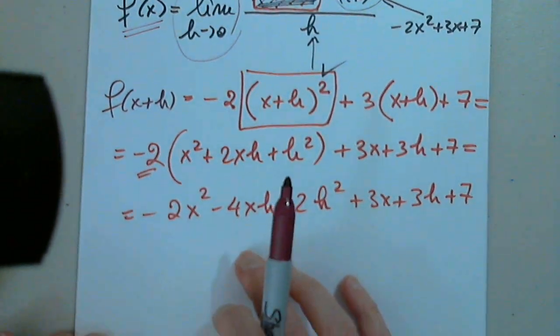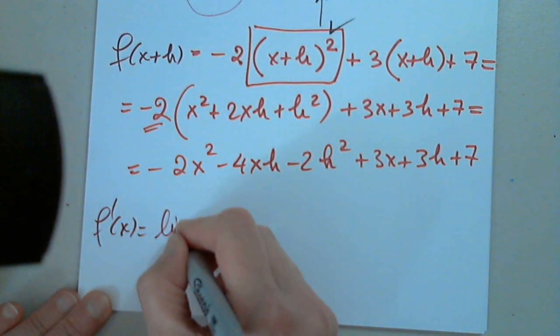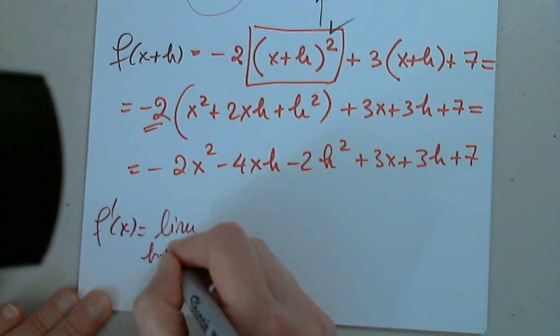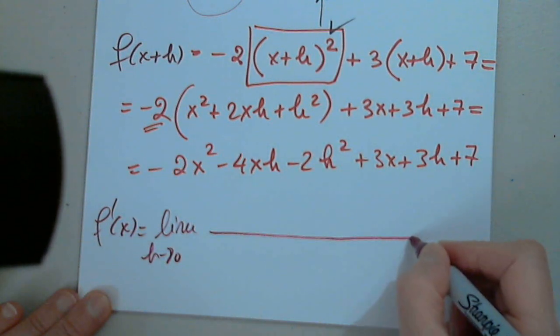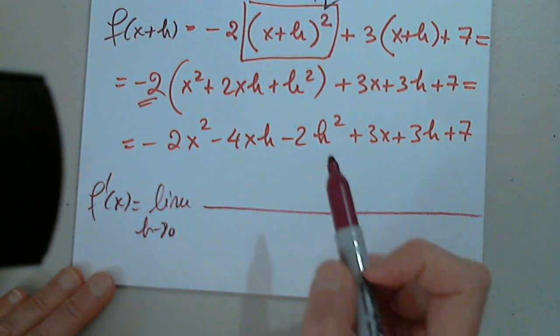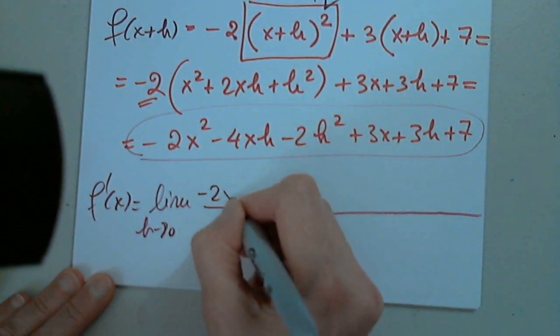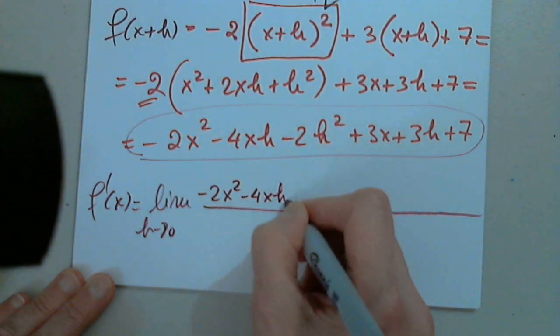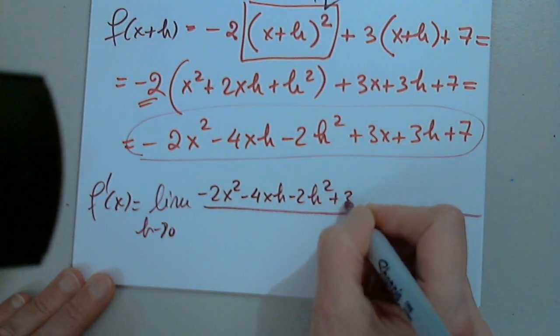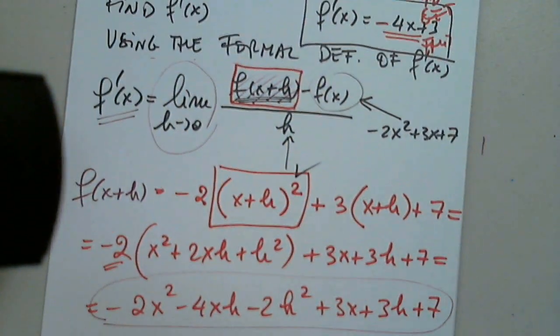Please write from the very beginning f prime of x. Please copy the limit as h approaches 0. And please watch me run out of room. I'm sorry. What can I do? So I have to copy all this. I'm going to copy it here. Negative 2x squared minus 4xh minus 2h squared plus 3x plus 3h plus 7. Maybe I can make it this time.